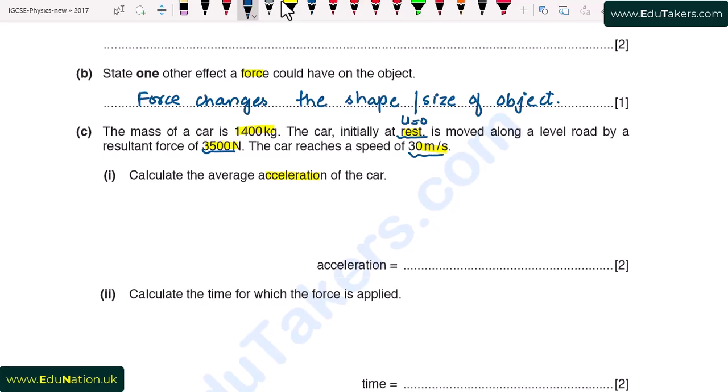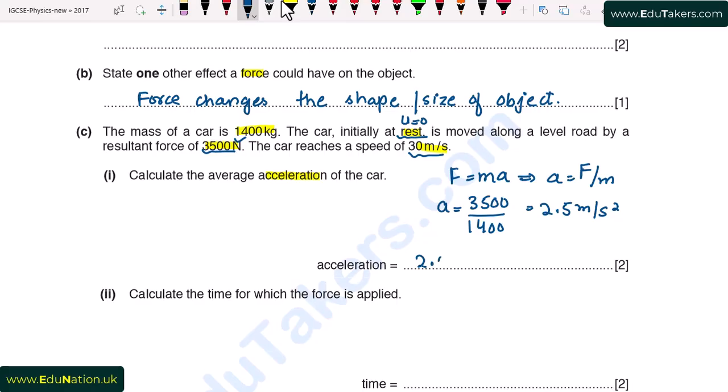So according to Newton's second law of motion, F is equal to ma. Here we have to find out the value of acceleration. It will be equal to F over m. So I am going to put values here. Acceleration will be equal to force, that is given here 3500 Newton, divided by mass, that is 1400. So the value of acceleration comes to be 2.5 meter per second square. So I write here acceleration is equal to 2.5 meter per second square.